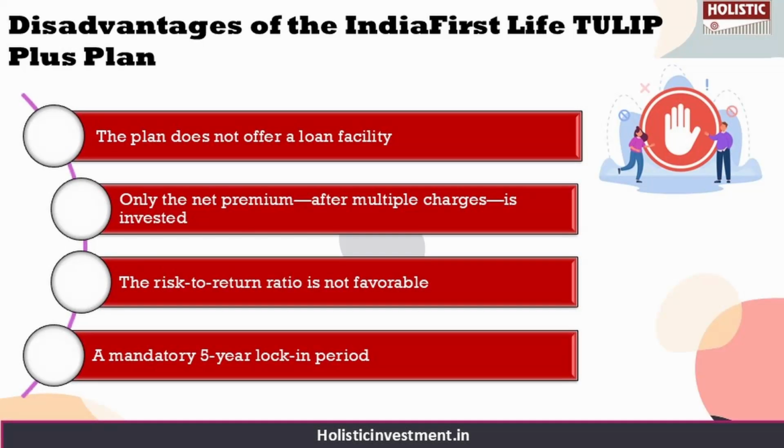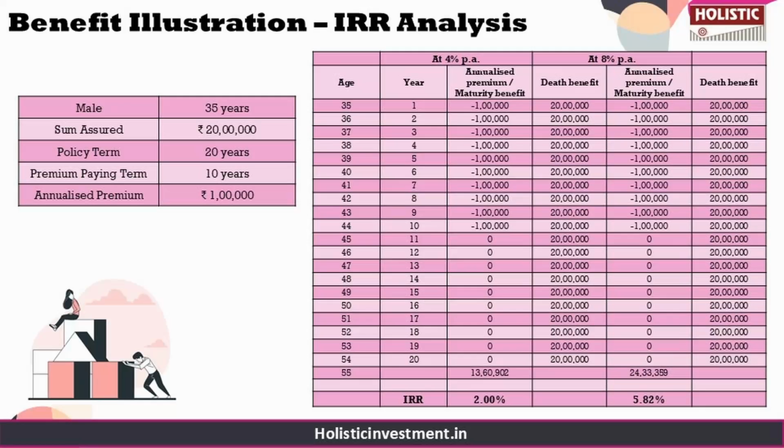Some of the disadvantages of investing in this policy are: this plan does not offer a loan facility, which limits liquidity in times of financial need, and only the net premium after multiple charges is invested, reducing the actual amount working for you. The risk to return ratio is not favorable, making this a less efficient investment avenue, and a mandatory 5-year lock-in period restricts yearly access to your funds. So these are some of the drawbacks that you need to keep in mind before deciding to invest in this policy.